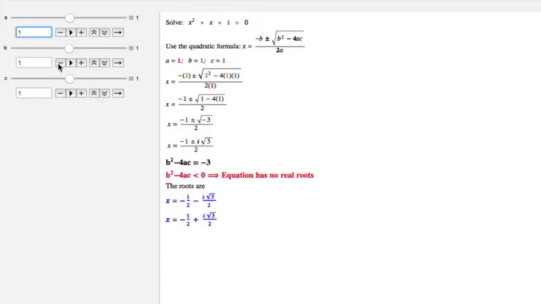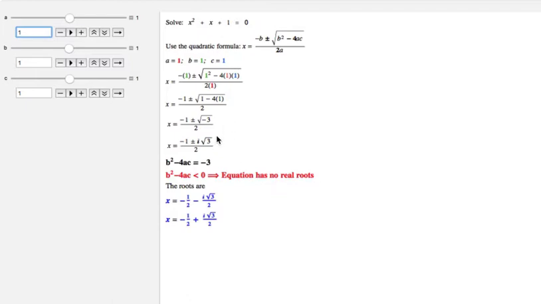Now if we make all the coefficients 1, we're going to see something a little stranger. So when we use the determinant here to figure out what kind of roots we're going to find, we get a negative number. 1 squared minus 4 times 1 is negative 3. Now because negative 3 is the determinant and the determinant is now less than 0, we're going to get no real roots to the equation.